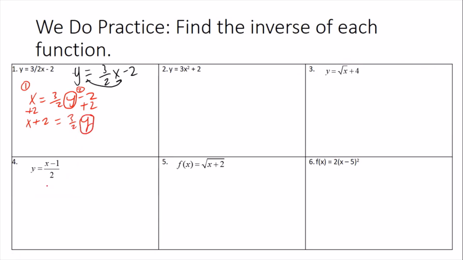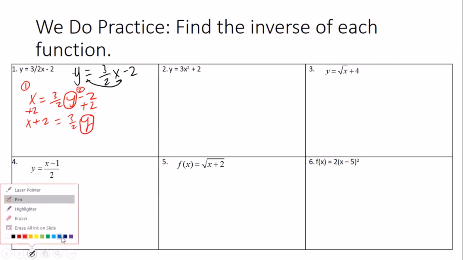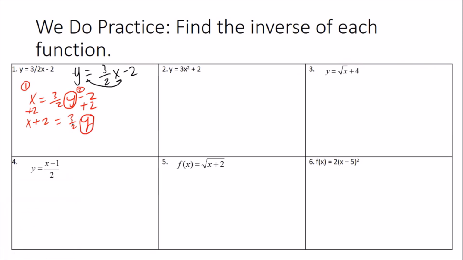So how do you cancel out a fraction? I'm glad you asked. You cancel out a fraction by multiplying by its reciprocal. So instead of 3/2, it becomes 2/3. And that's how you cancel out a fraction. And what you do to one side, you do to the other. So now y is by itself.